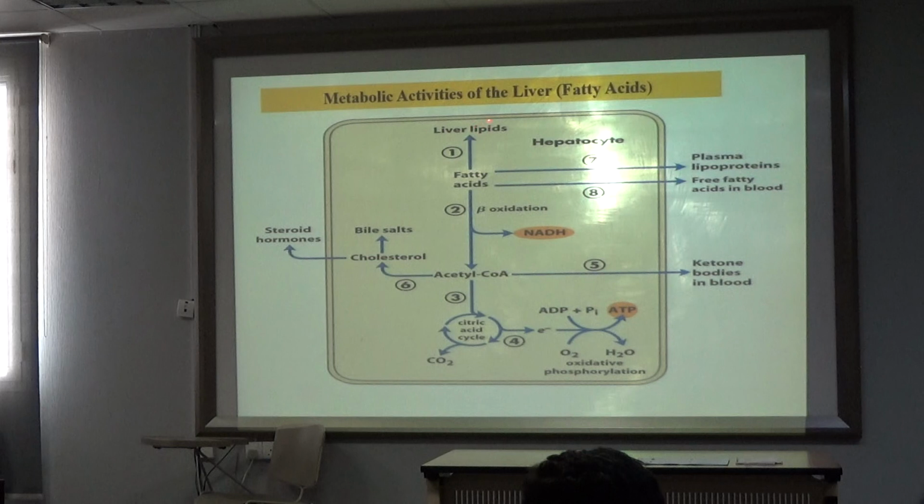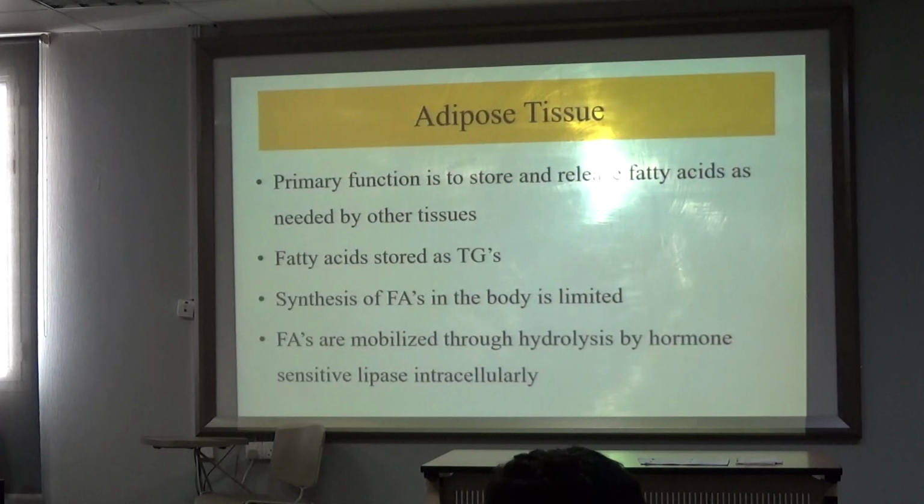Fatty acids go to the liver, are utilized there, and make LDL, HDL and VLDLs, which go to the plasma as lipoproteins or free fatty acids in the blood, or enter into the cell and are oxidized by the process of beta oxidation, giving you acetyl-CoA. This acetyl-CoA enters the TCA cycle or gives you cholesterol, bile synthesis, and so many hormones, steroid hormones here.